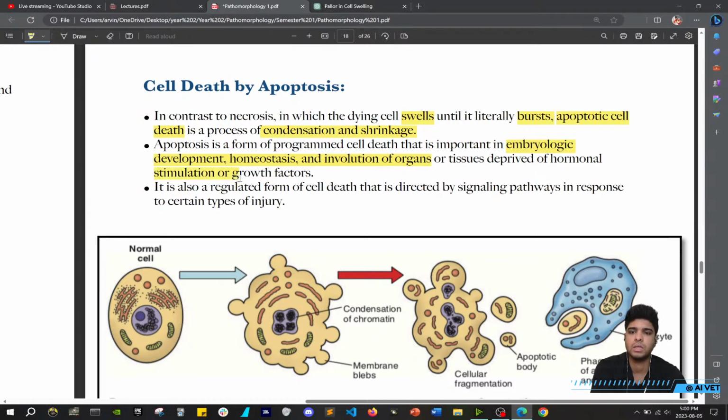So cells that are deprived of growth factors and hormonal stimulation, and then embryonic development, homeostasis. In order to maintain homeostasis, you need to kill off the old cells. Involution of organs, atrophied organs. It is a very important phenomenon that occurs in the body.